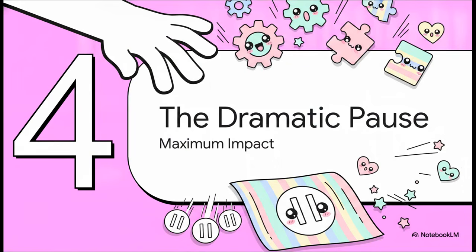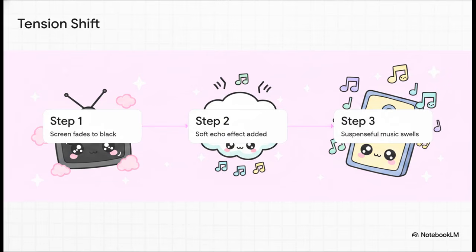Which brings us to the climax of our 18-second short, the dramatic pause. Up to this point, we've been feeding the viewer a steady diet of epic visuals every 3 seconds. But to make that final reveal really hit, we have to pull the rug out. From 12 to 15 seconds, the visuals completely drop away. It just fades to black with a soft echo effect, and the suspenseful music totally takes over the narrative. We're literally forcing their brain to pause and focus entirely on the impending question.